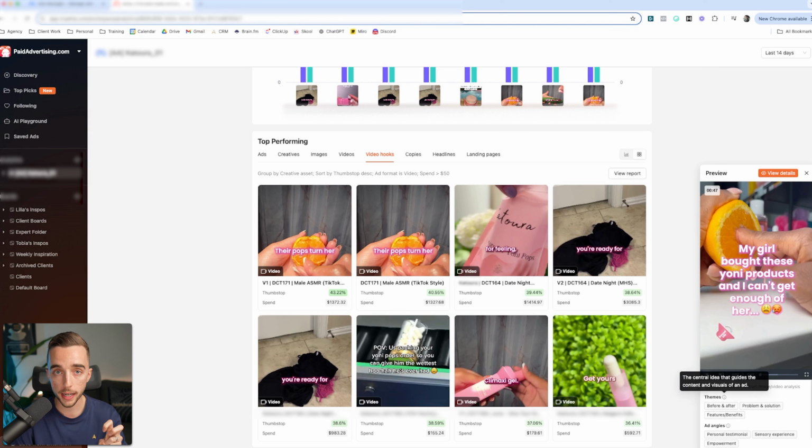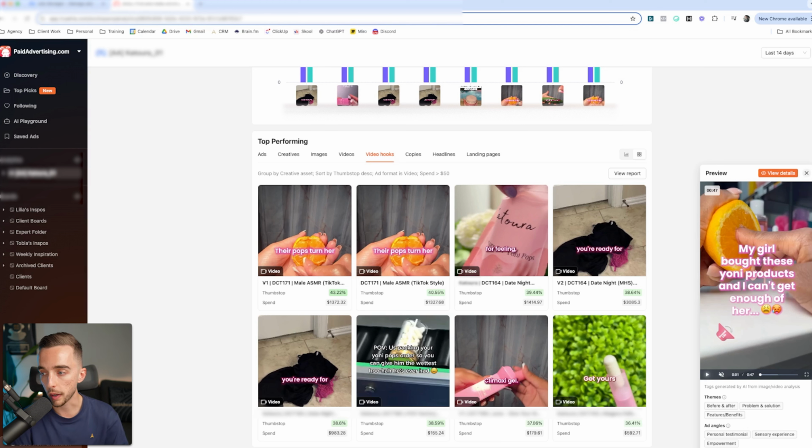Themes that were automatically tagged, I guess, by the algorithm, somehow like before and after, featuring benefits, and problem solution, which I don't think are that accurate. All things considered, it's less of a before and after. I mean, you could argue it's more what my nights with my girlfriend used to look like before this product and then after this product. So you could say it's a before and after in itself.